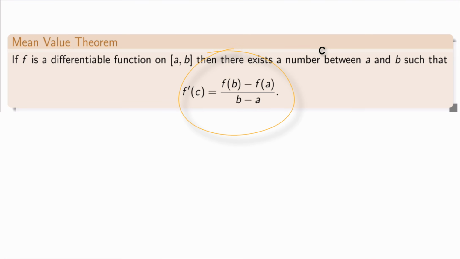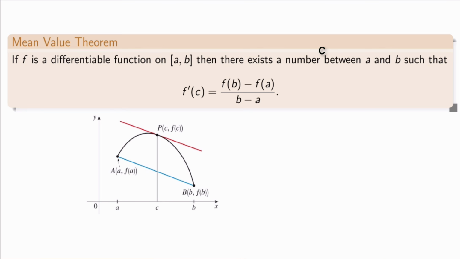It does have an interesting meaning, and this goes as follows. Here I draw a graph of a function in black, and the point A is here, and the point B is here. Then I draw the secant line in blue between the points A, f of a and B, f of b. The slope of the secant line is exactly what I've written here on the right: f of b minus f of a divided by b minus a. So it's rise divided by run, the slope of the secant line between the points a, f of a and b, f of b.